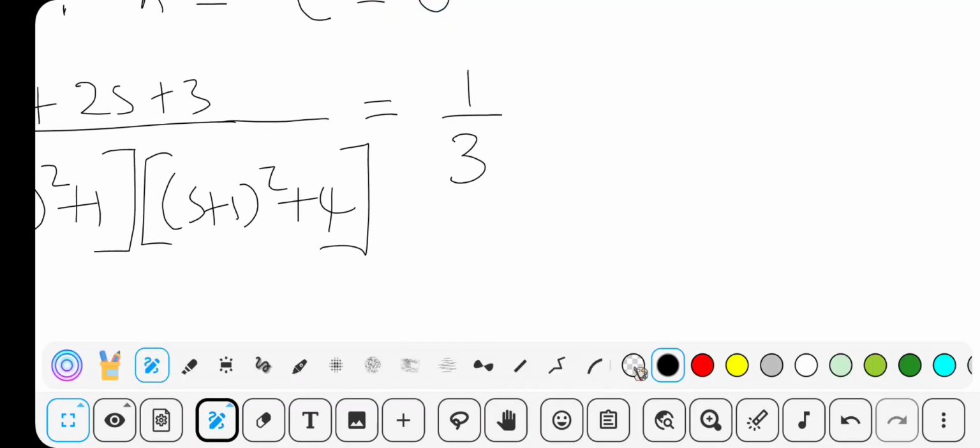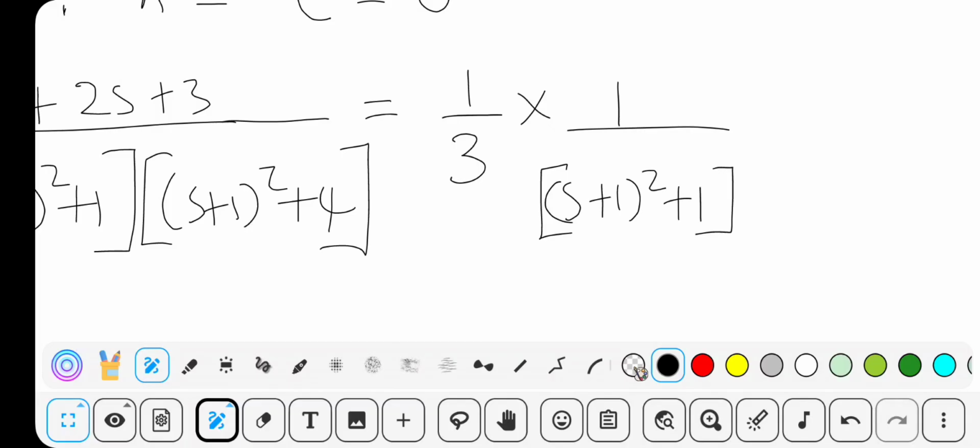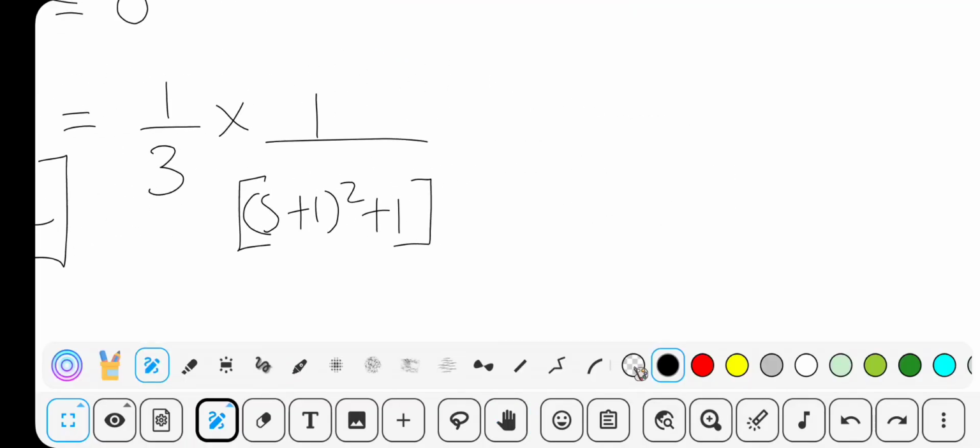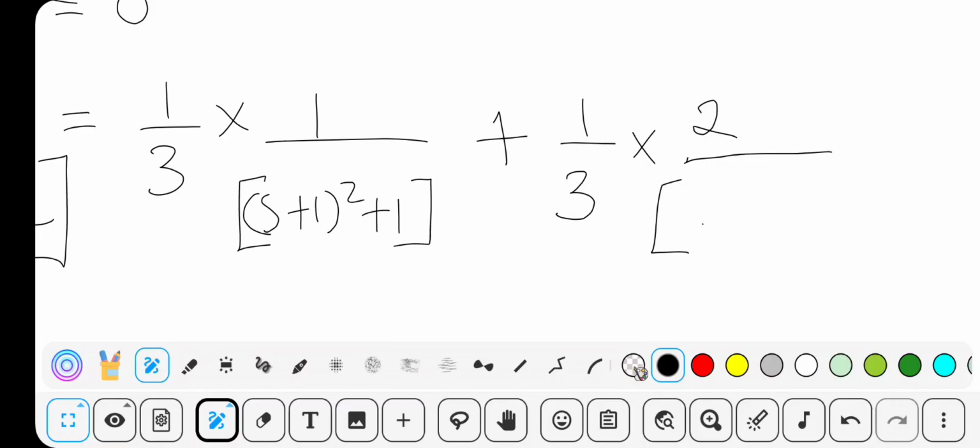1 over 3 times 1 over s plus 1 all squared plus 1, plus 1 over 3 times 2, because you can remember that the value of d is equal to 2 over 3, over s plus 1 all squared plus 4.